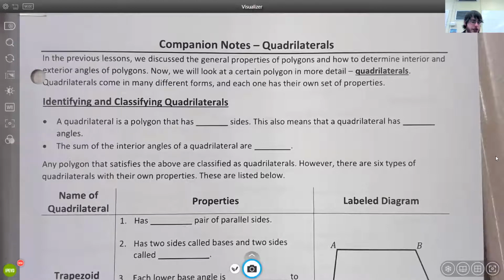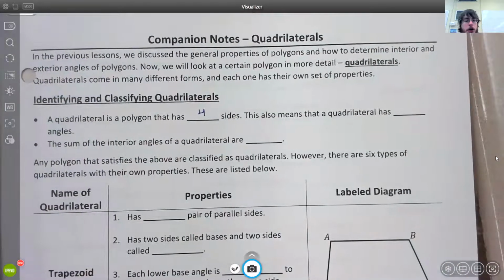Now in the previous lessons we talked about how to determine interior and exterior angles of polygons, as well as what made a polygon. And now we're going to be looking at a specific subset of those, which is the quadrilaterals. So a quadrilateral is a polygon that has 4 sides.